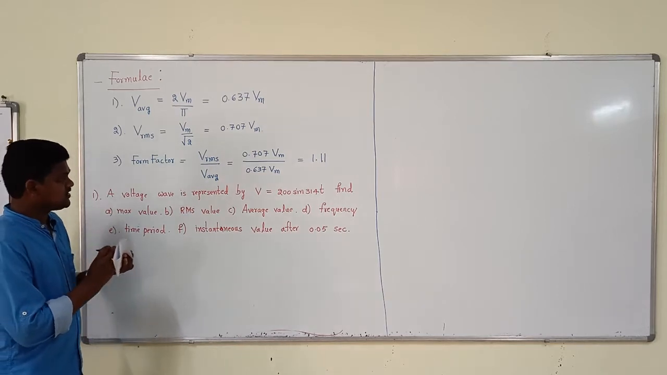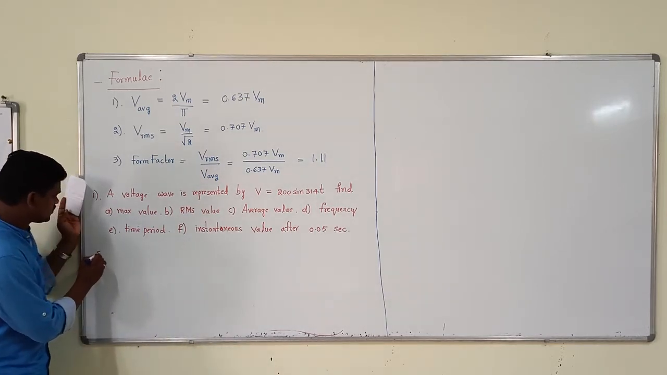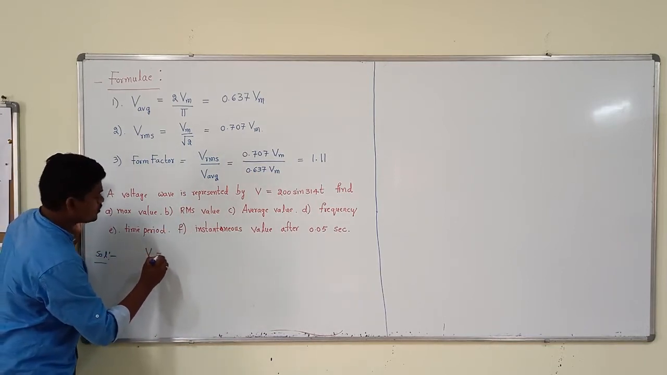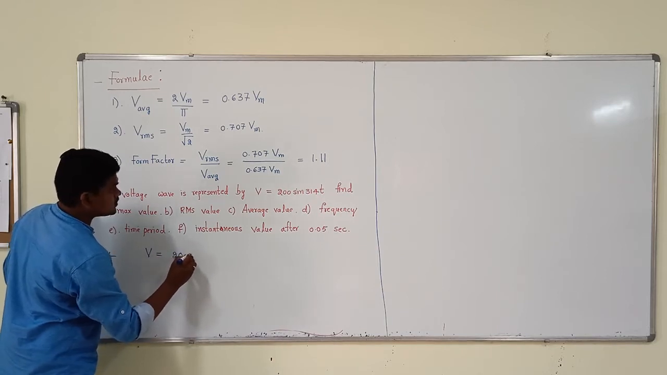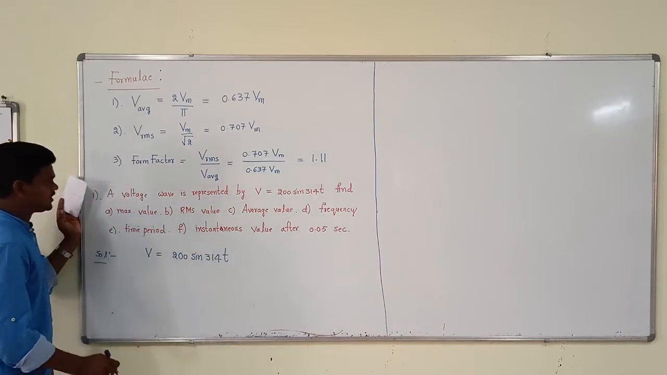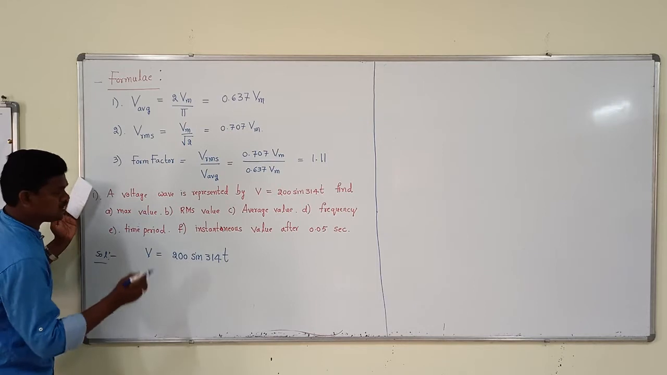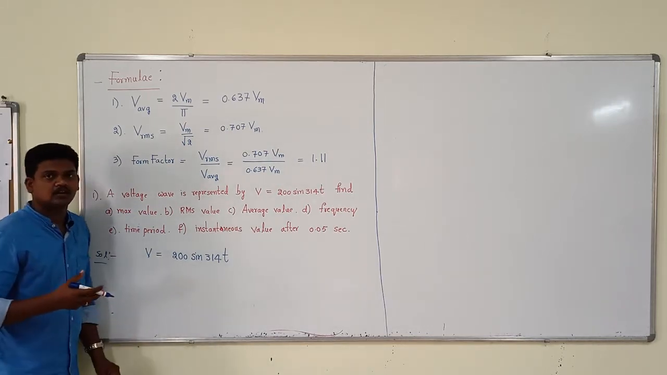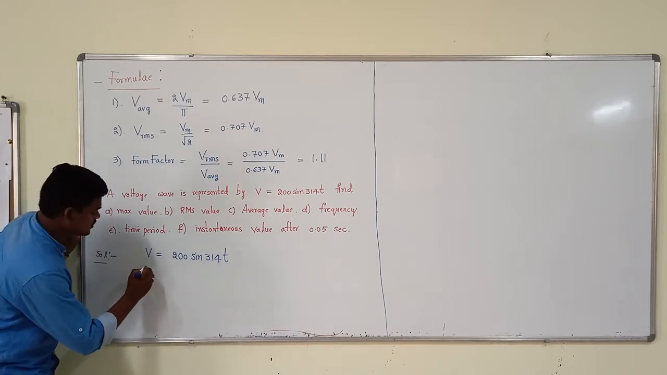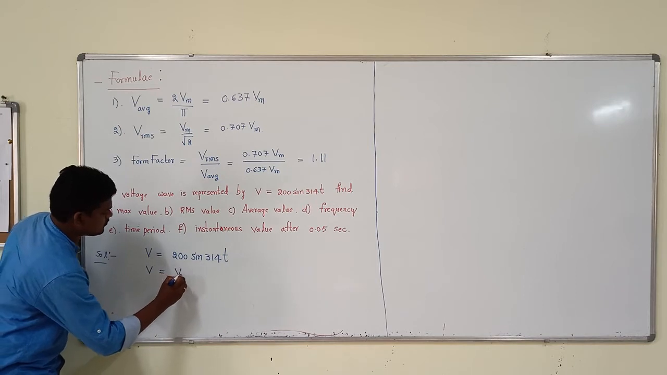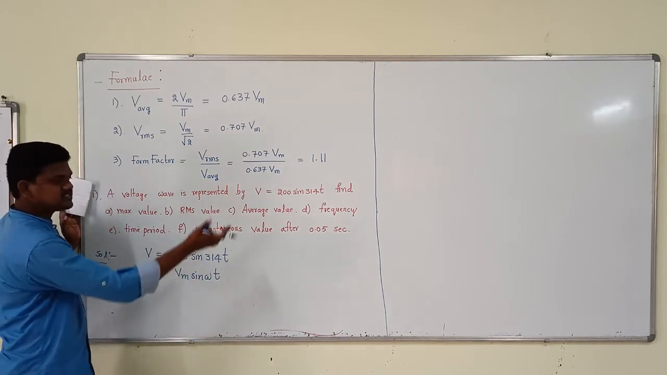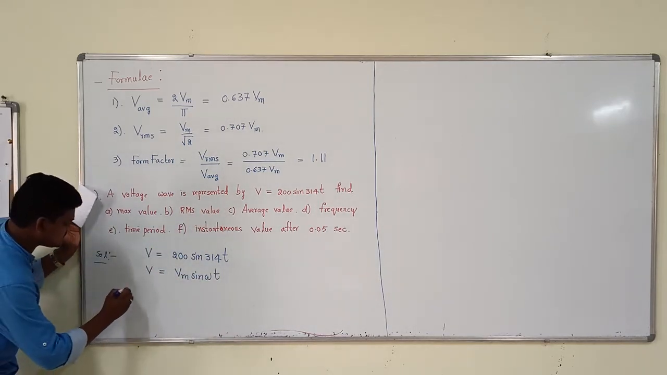First, write down the solution. The given waveform is V equal to 200 sin 314t. The first is the maximum value. Before that, just compare with the voltage function. What is the voltage function? V(t) equal to Vm sin omega t. By comparing this, you will get each and everything. First thing is the maximum value.